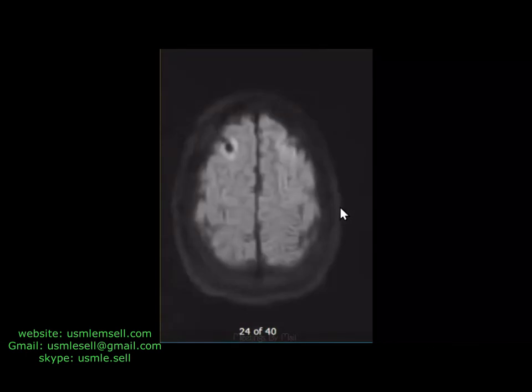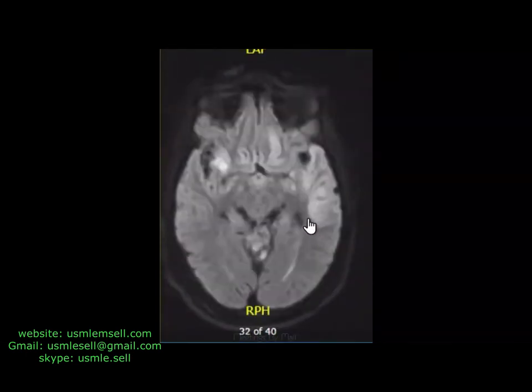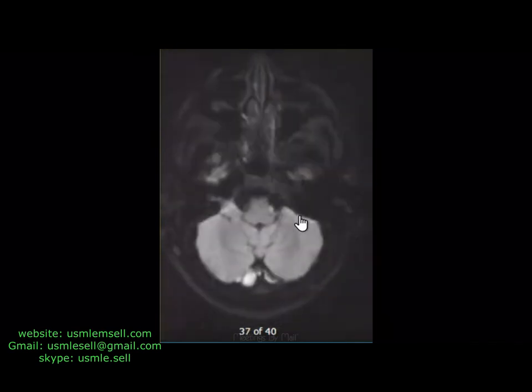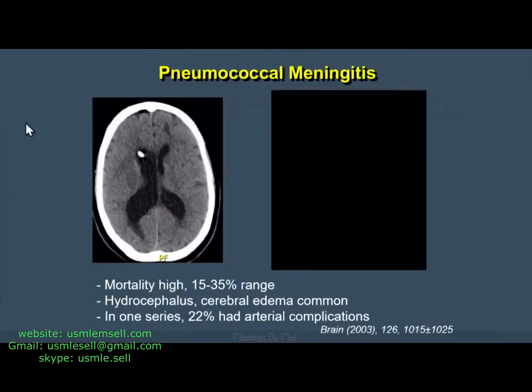So meningococcal meningitis, this is a patient I had. It's characterized by a lot of strokes. So this is a very stroke-like, high mortality infection. Hydrocephalus is actually not that uncommon. Cerebral edema is also quite common. And in one series, over 20% of patients with pneumococcal meningitis had arterial complications. And in my opinion, that's low.